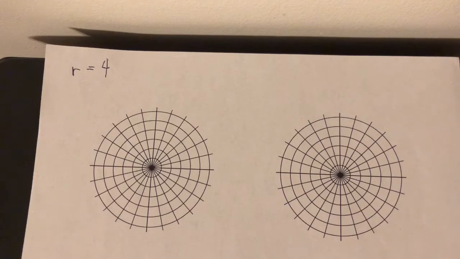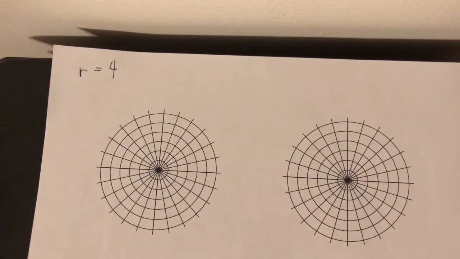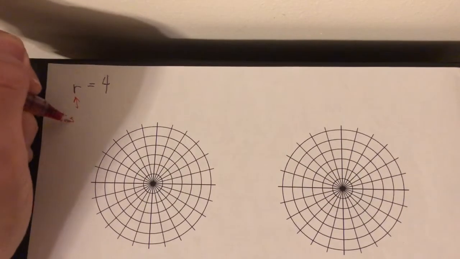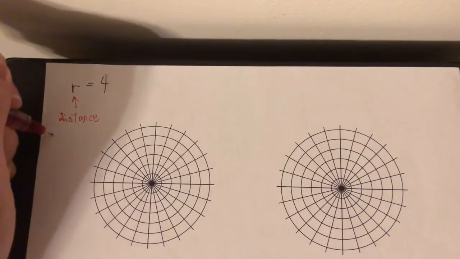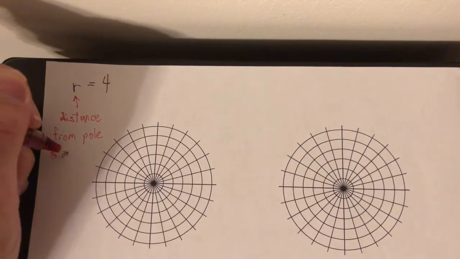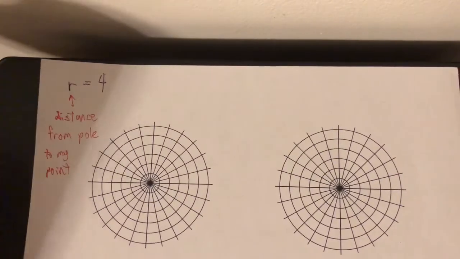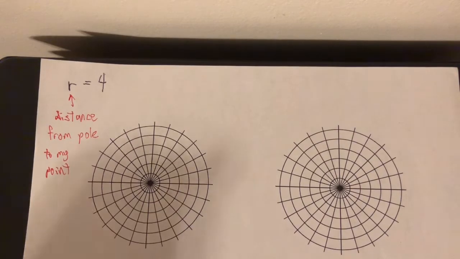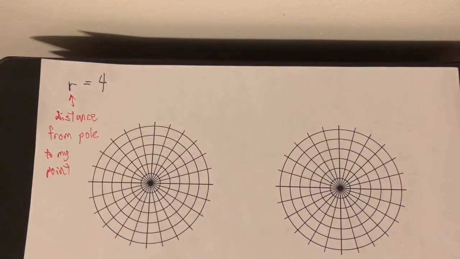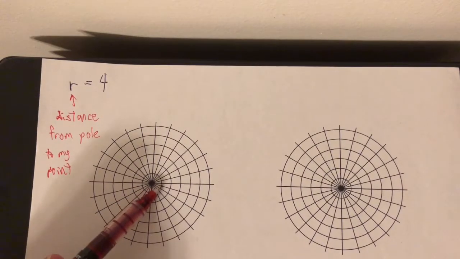We'll start with example 1 from the guided notes. We want to graph the polar equation r equals 4. And remember from section 11.4 what r represents. R represents the distance from the pole to my point. So if I start at the pole, we're looking for all the points that have a distance of 4 from the pole. And we remember the concentric circles that go out from the pole.